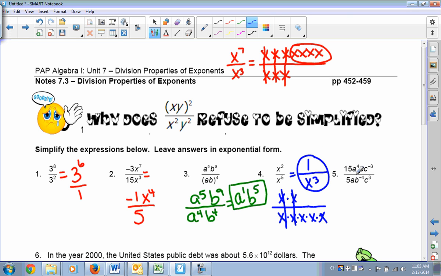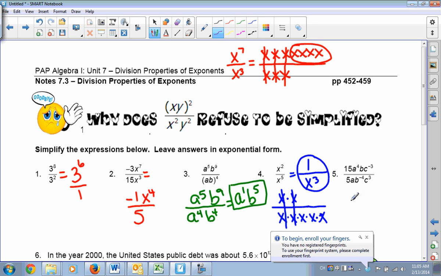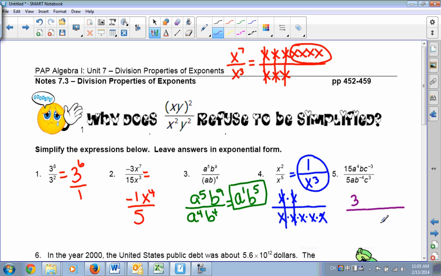15, we have some coefficients. 15 over 5 is just what? 3 over 1, or just 3. I'm writing a fraction bar because I don't know what I'm going to be doing. Okay, a to the 4th over a. Well, how many a's is just a? 1. So that means 4 minus 1, 3. And that stays in the top. Uh-oh, I have b up here. b to the first, and then I had b to the negative 4.